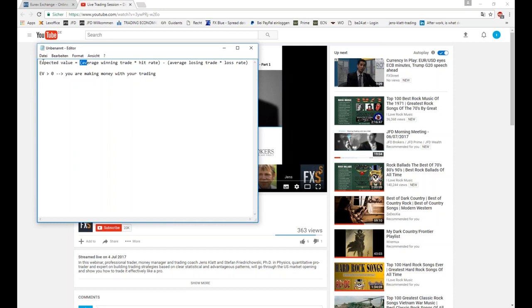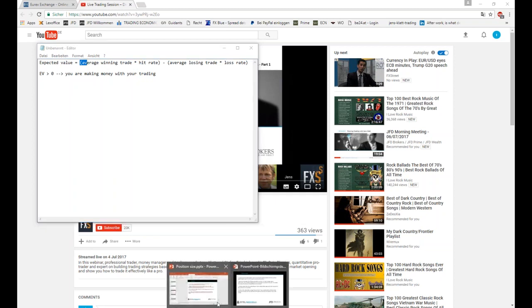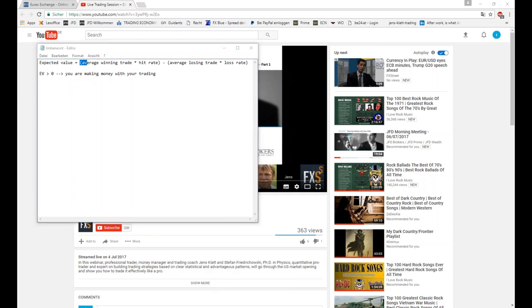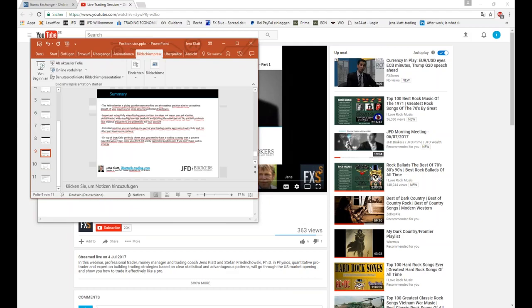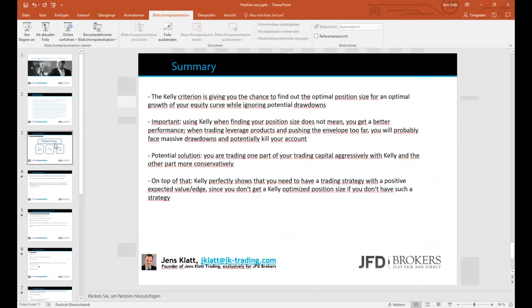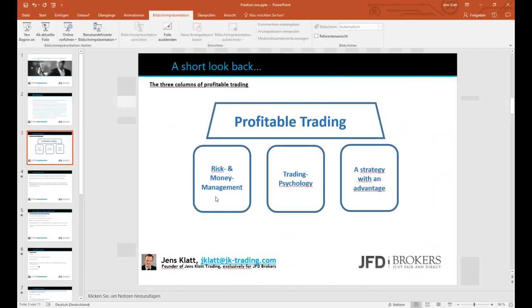And so this here, for example, is one perfect example of how important it is to not just be an expert on one column, risk and money management, obviously considering the expected value is about risk and money management, but it's also, for example, a mental thing. And it's also about having advantages and profits per trading strategy.